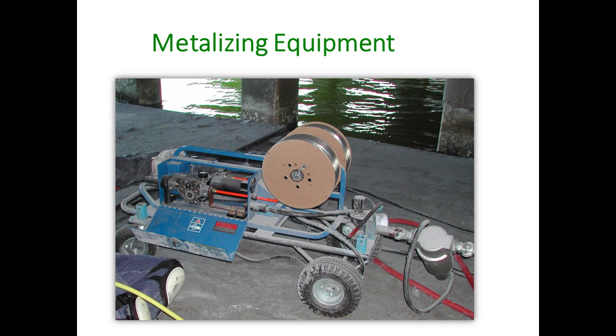And then this is a typical piece of the equipment that's used. Like I had mentioned, it's just a large wire feed welder, and the power source isn't here, so a larger DC power source is going to be hooked up to this to provide the current, so that the metal, the zinc, can be melted.